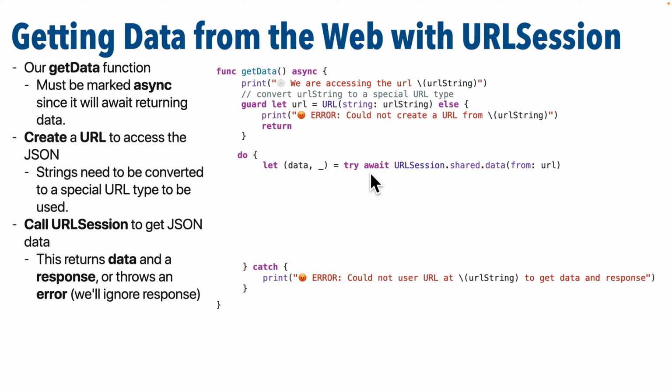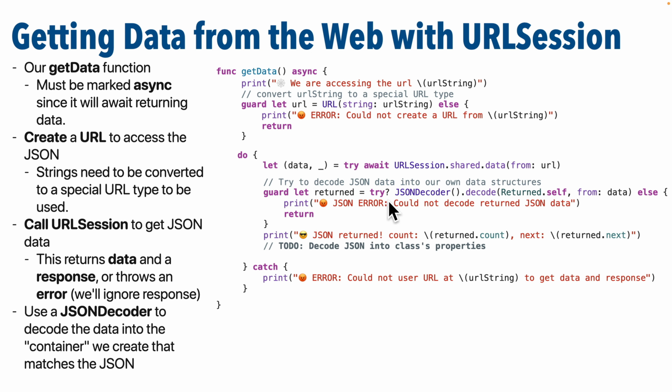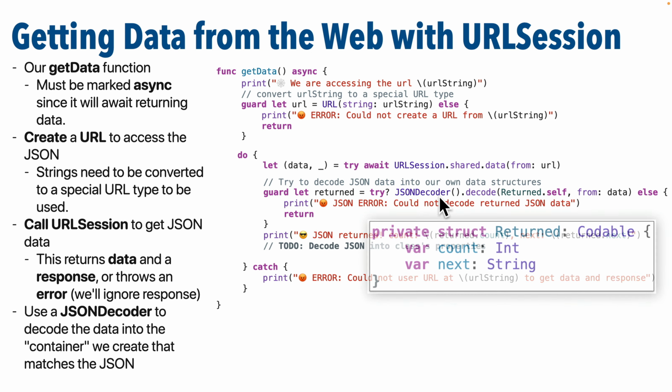Again, we got a lot going on here, but we'll see it in action in just a bit. Now, once we have the data, we decode it using a JSON decoder, which again, we saw in the to-do list app. Now remember that returned is the name of the struct that matches the JSON key value pairs we want to access. We talked about creating that in the previous slide. So we need to refer to it here with the .self term after it. And the from value here is data that we got from our URL session that contains the JSON.